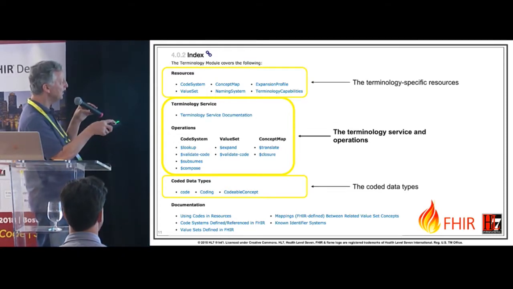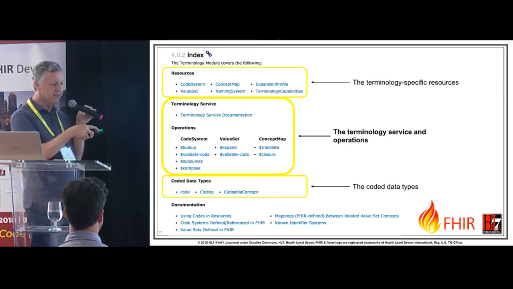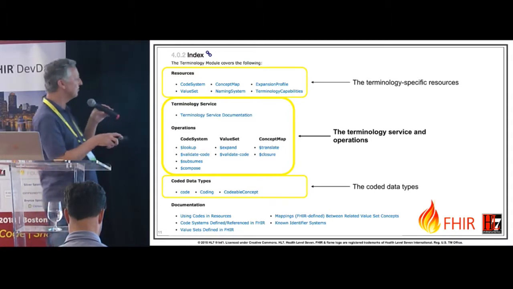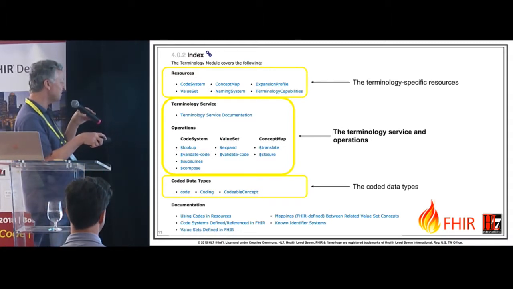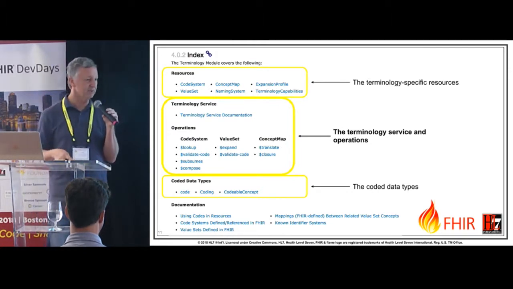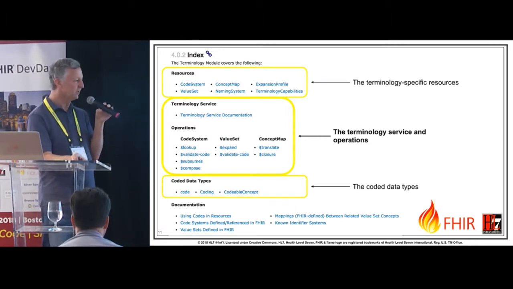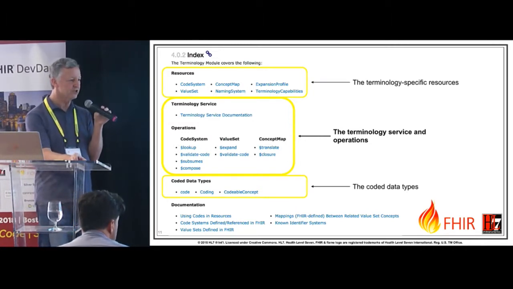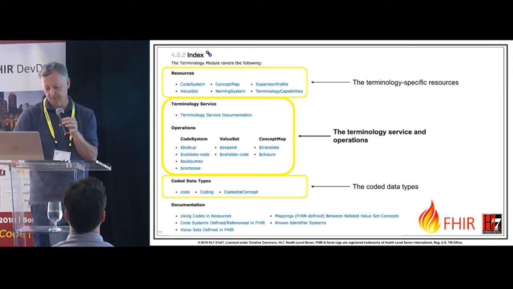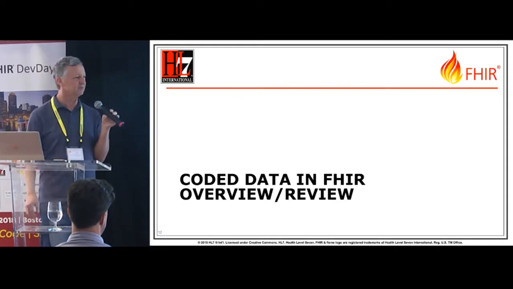Within the terminology service, there are these different operations, and we'll talk about details of at least most of these, not all of them. There are some that we'll save for future times. Then the coded data types are at the bottom, which are what we have to pass around, the codes, whether we're doing it in the REST paradigm or messaging or however we're doing it, we have to use coded data types. So, any questions at this point?